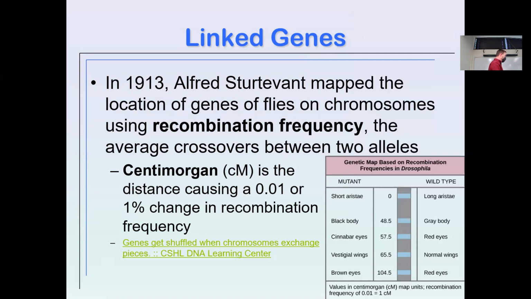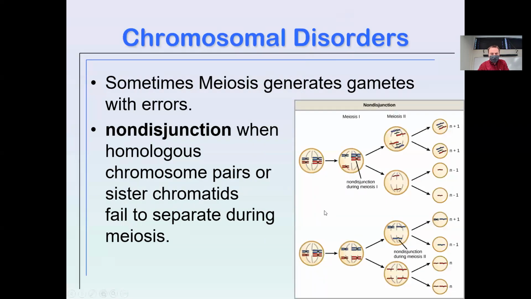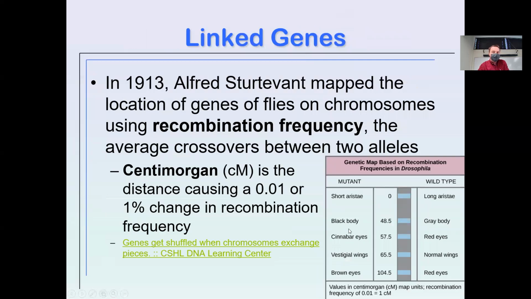So for example, in this particular species, if you look here, the body color, black versus gray, is going to be inherited along with the eye color more likely than, say, the body color versus the length of this R stem, or this other eye color down here, brown eyes versus red eyes, right? So it's a long distance between the body color and brown versus red eyes, a little bit shorter distance between body color and wing length.